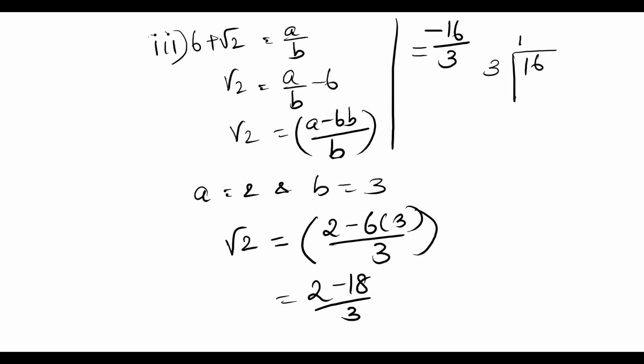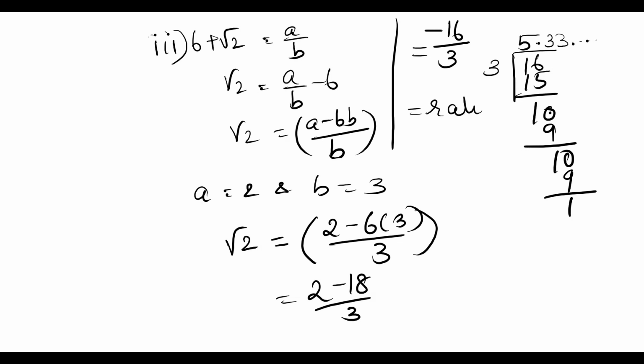This is contradictory to the fact that a and b are coprimes, which will have only common factor 1. So root 2 is not a rational number. It is an irrational number. We have already proved this. This wrong condition we obtained due to the wrong assumption we have made that 6 plus root 2 is rational. So 6 plus root 2 is not rational, it is irrational.